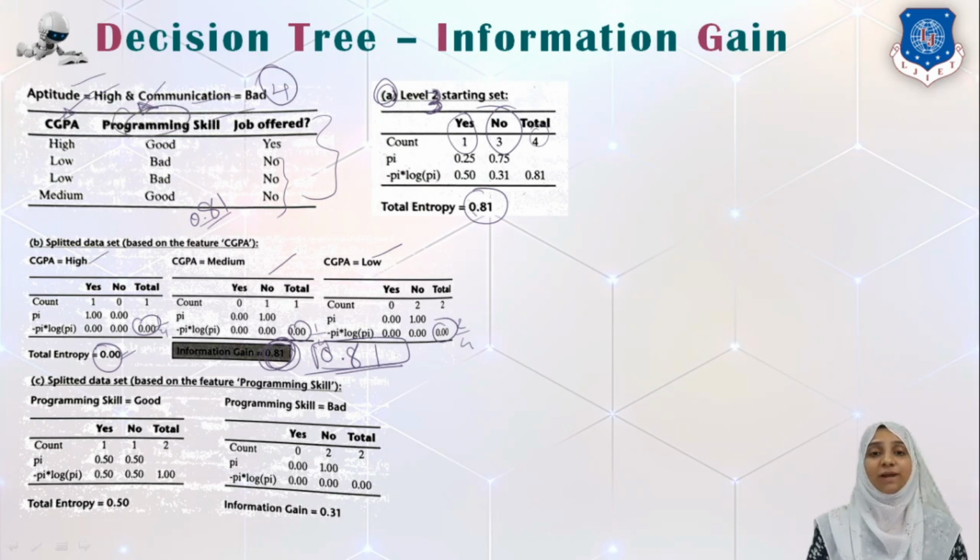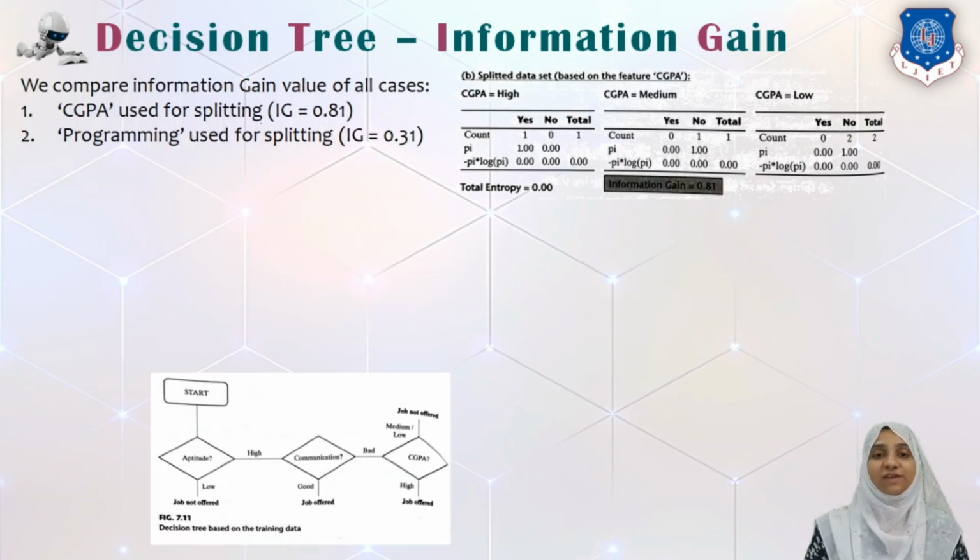And if I select programming skills, we have only two values, good and bad. So we will have only two partitions. In each of these partitions, we have two different samples, and we will calculate entropy and information gain respectively. So as you can see, if we split at third level with CGPA, information gain is 0.81, otherwise information gain for programming is 0.31. Higher the information gain gives the better partitioning. So CGPA will be our next node which can be used for partitioning.